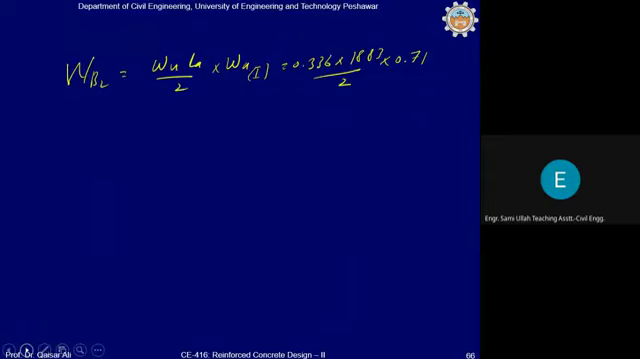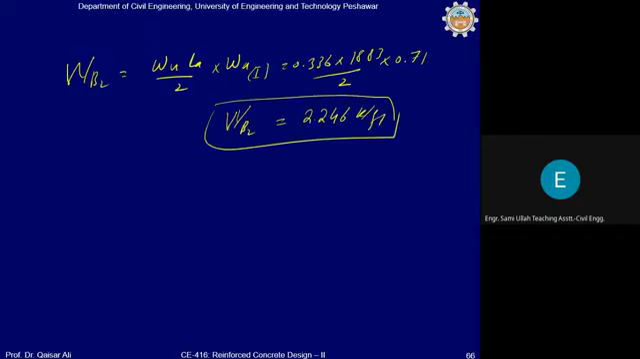So let's calculate this: 2.246 kip per foot. This is WB2. Correct?